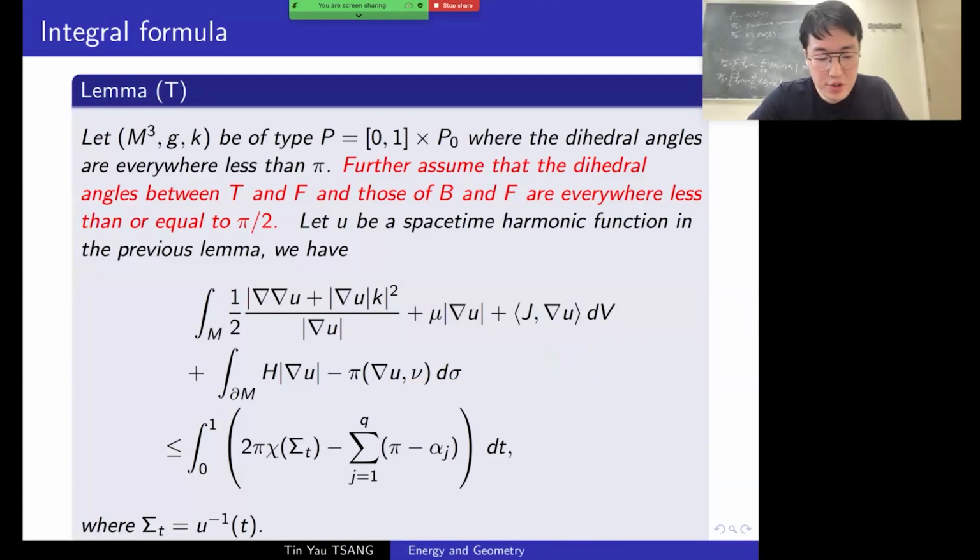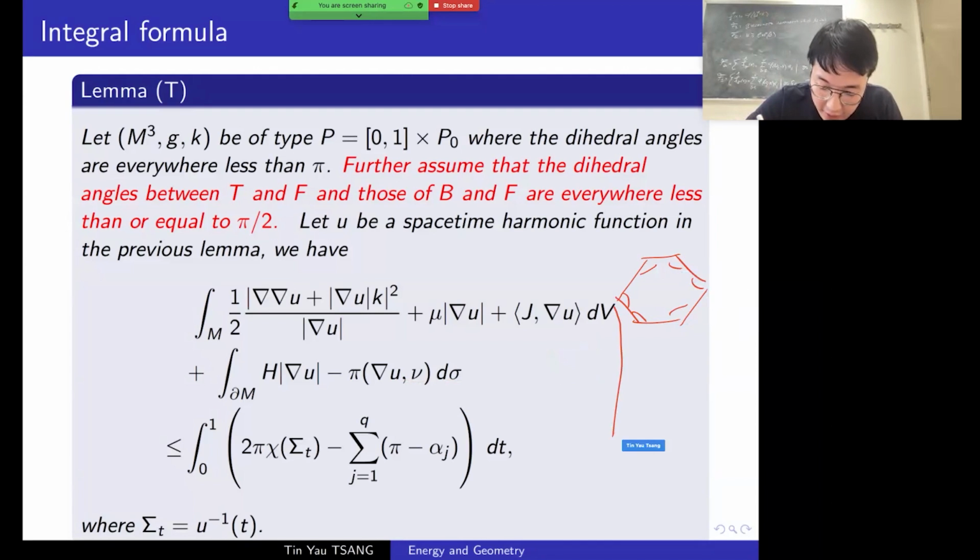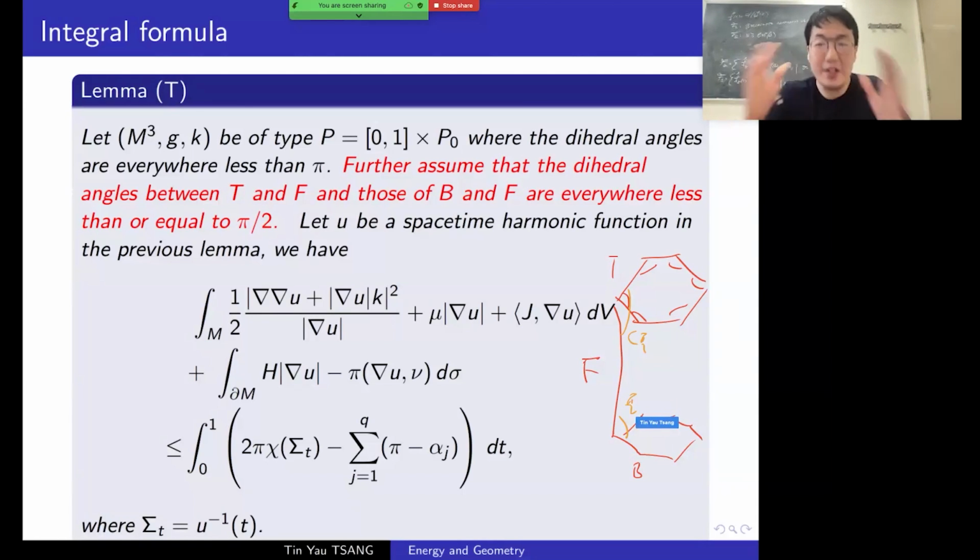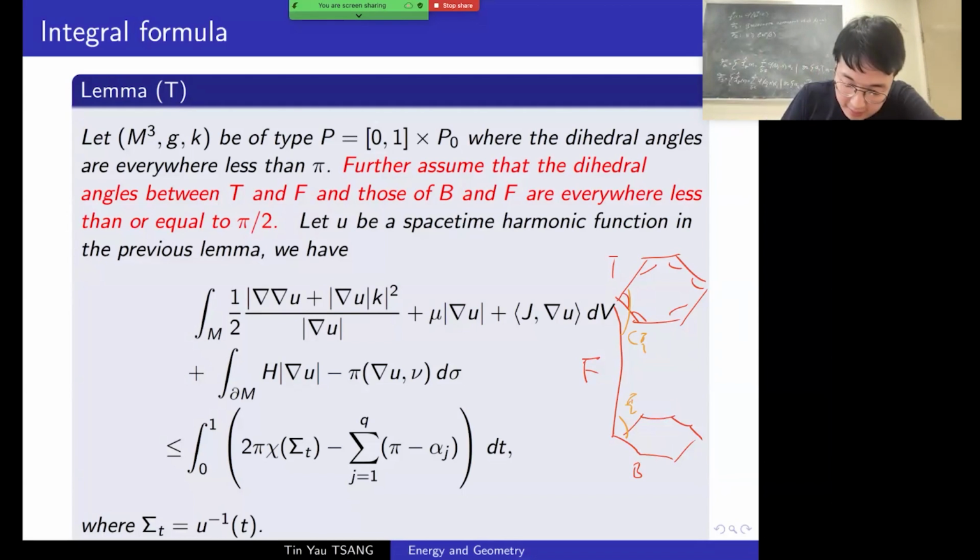And then indeed it is very useful in the following form. Again, let (M, g, k) be of the prism type. Moreover, this time it can be a hexagon, whatever. This time the angles can be quite greater than pi over 2. But as long as the angle between the top and the side faces, and the angle between the bottom face and the side faces, is not equal to pi over 2, less than pi over 2 here and less than pi over 2 here, then we can have this result. You can tell again the angle assumption comes up because of the Gauss-Bonnet theorem.